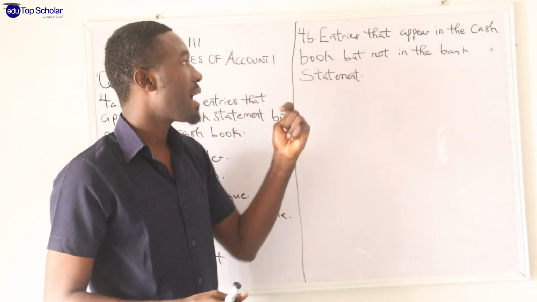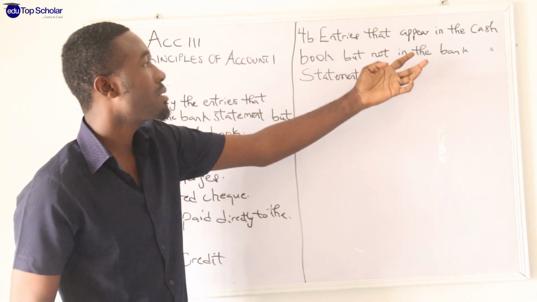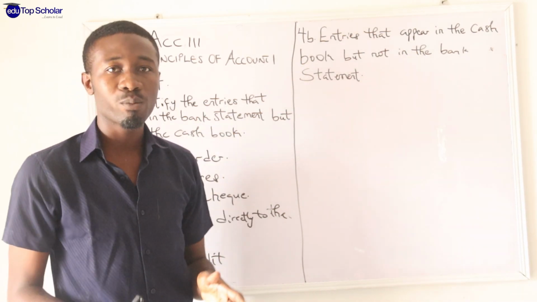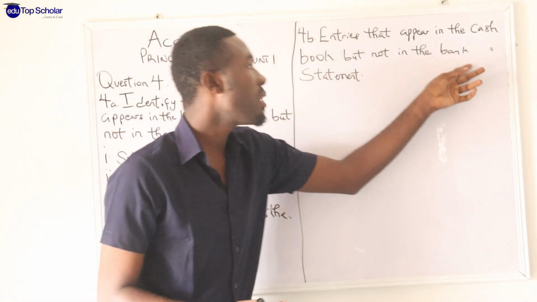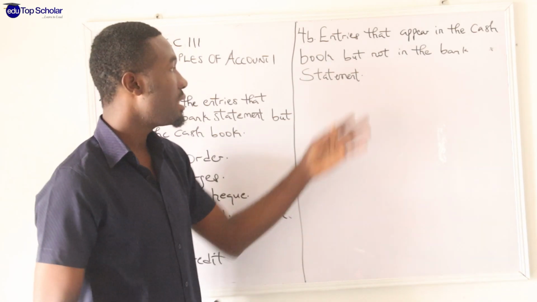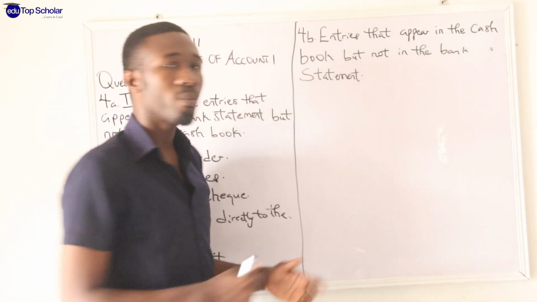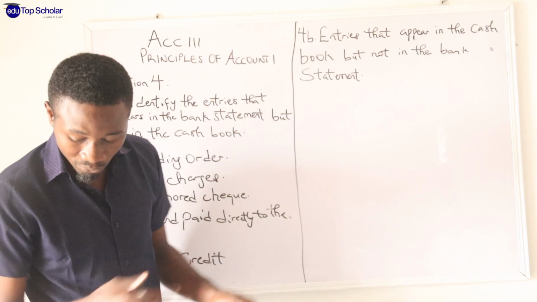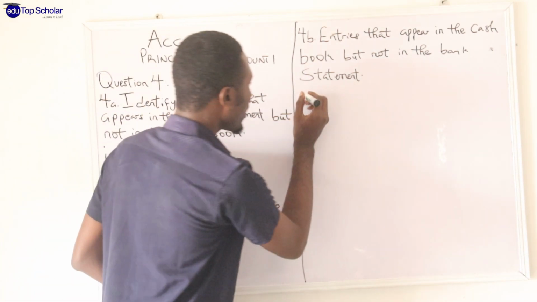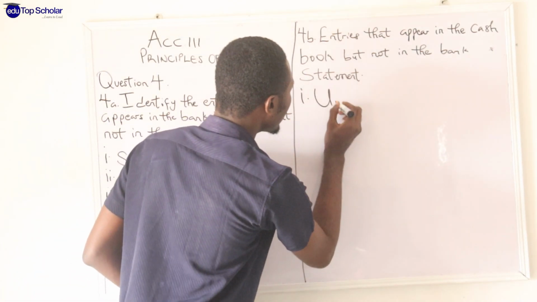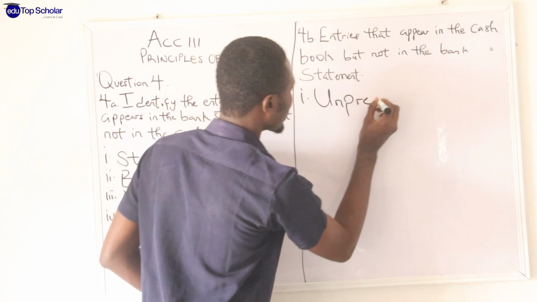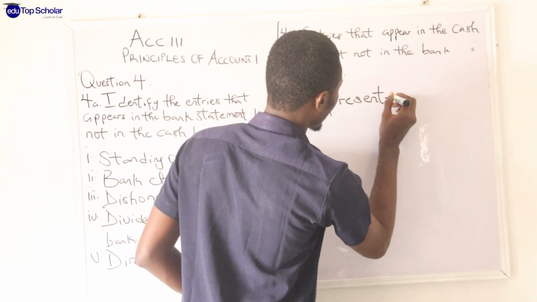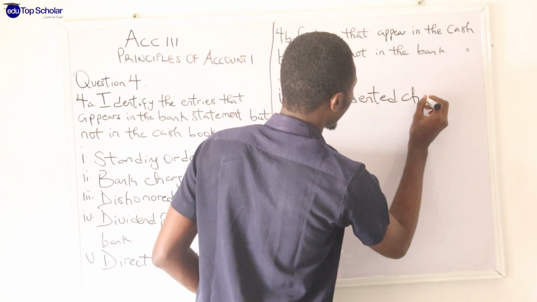So this is what they are asking here: what are such entries that you might have recorded in your cash book that are outside the knowledge of your bank, so they did not record them in your bank statement. So if you are asked this kind of question, the number 1 thing is unpresented checks.